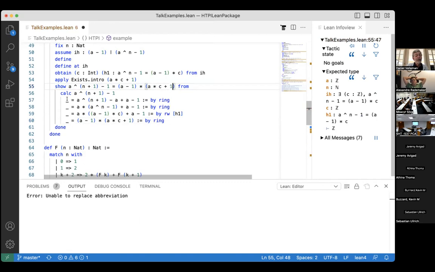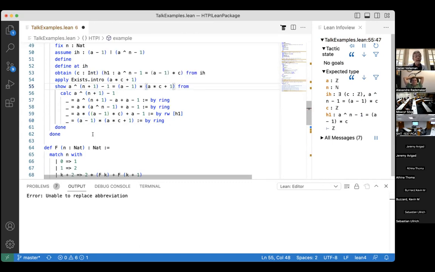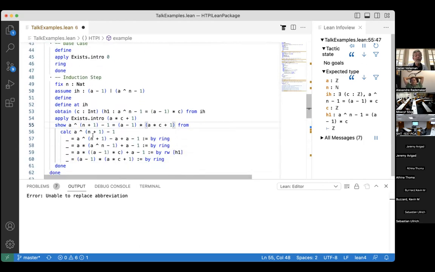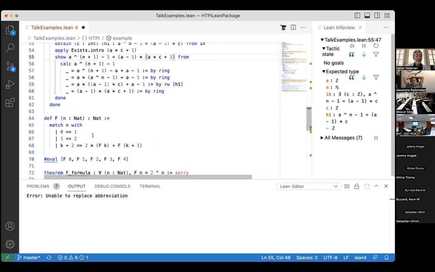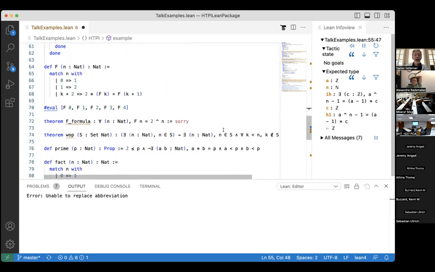So in this calculational proof, you can think of these underscores on the left as referring to whatever was on the previous line. And so all of the red squiggles are gone. There's the complete proof of this theorem about divisibility. I guess I'm doing okay for time.